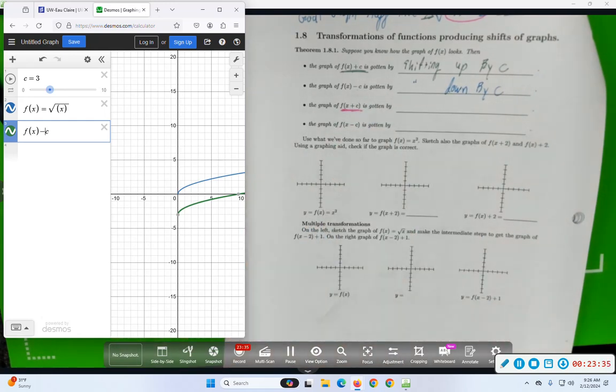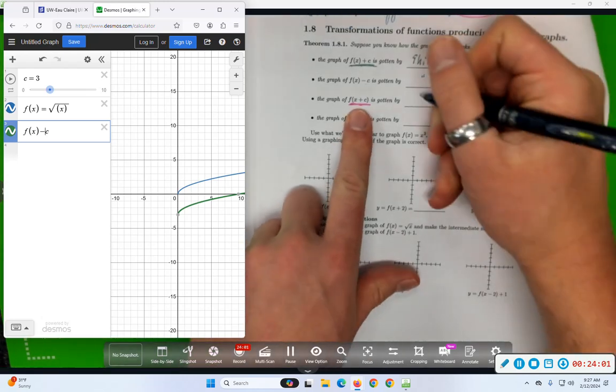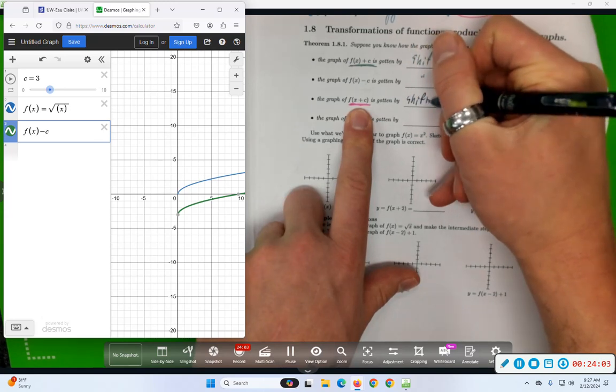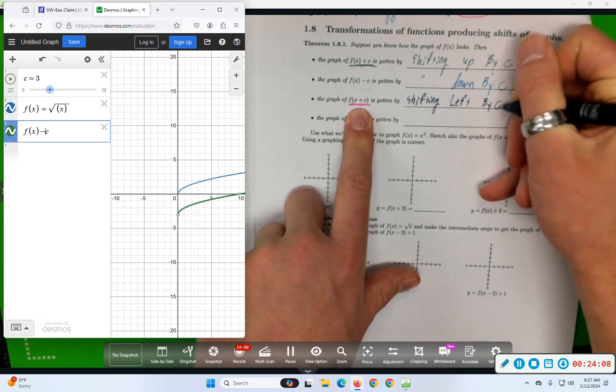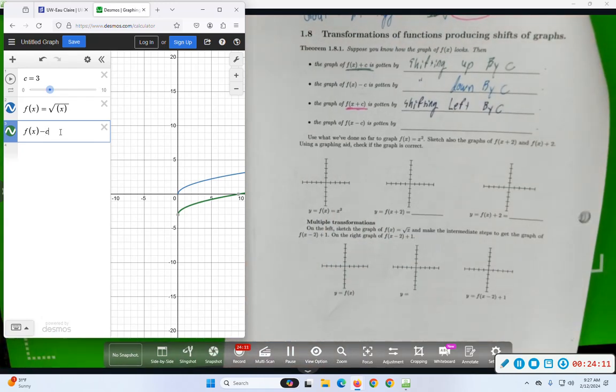What if I add a number inside of the parentheses? I hear a call for shifting to the left. Anyone want to say shifting to the right? All right, cool. Shifting to the right would seem like something really intuitive to think, though. Somehow, what we'll see in the next couple days is whenever you do something inside the parentheses, it does the exact opposite of what you expect. When you add a number c inside of the parentheses, you will shift left by c.